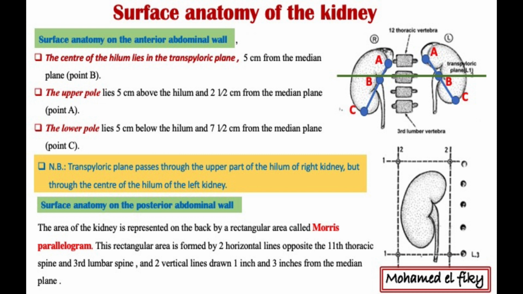And point A in the upper pole, above the point B by 5 centimeters and 2.5 centimeters from the midline. Point C as the lower pole, 5 centimeters below the point B or the hilum, and about 7.5 centimeters from the median plane. This line represents the anterior surface anatomy of the kidney.